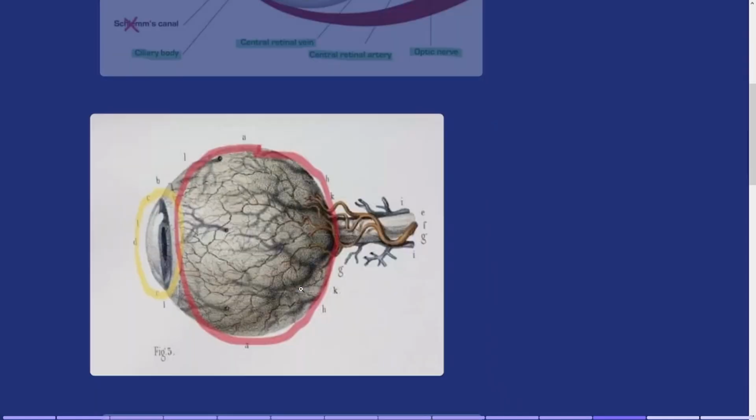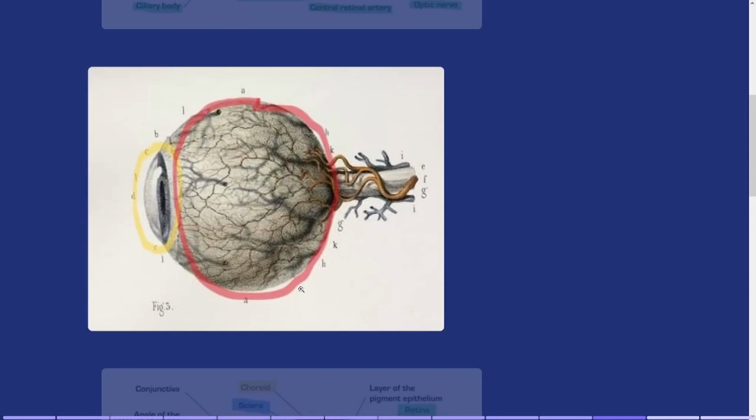Now moving to the functions. First, in the eye there are two chambers: the aqueous chamber and the vitreous chamber. The aqueous chamber is present between the cornea and the lens, and it has aqueous humor, which is a thin, transparent liquid. And the vitreous chamber, which is present between the lens and the retina, has vitreous humor, which is a transparent gel.